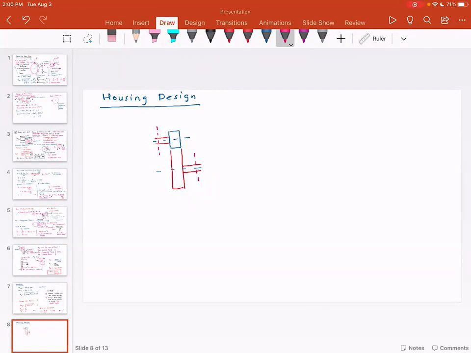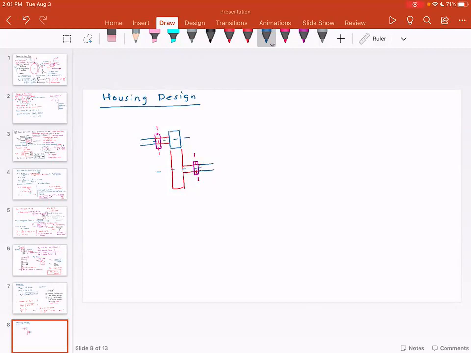The next thing is, I need some sort of support for the bearing. So let me draw the bearings here. One bearing here, one bearing here. And you have a choice of bearing. You can use a ball bearing, or you can use a sleeve bearing. For this example, let's consider that we have just a bearing. And this is the shaft that is going out of the bearing.